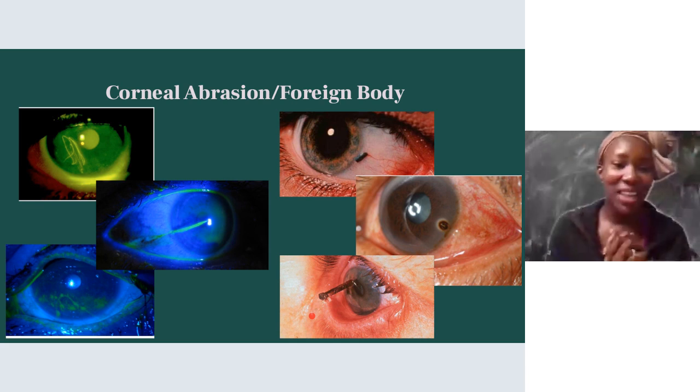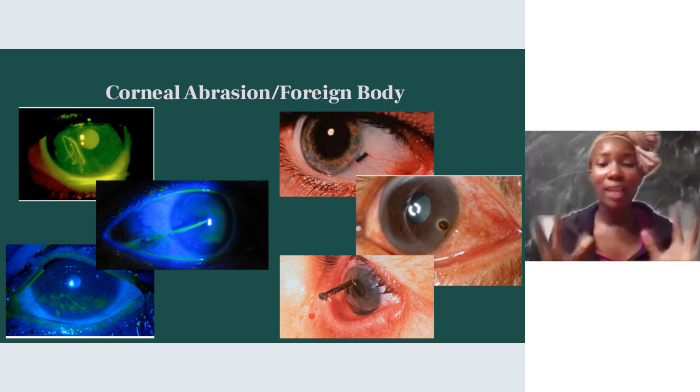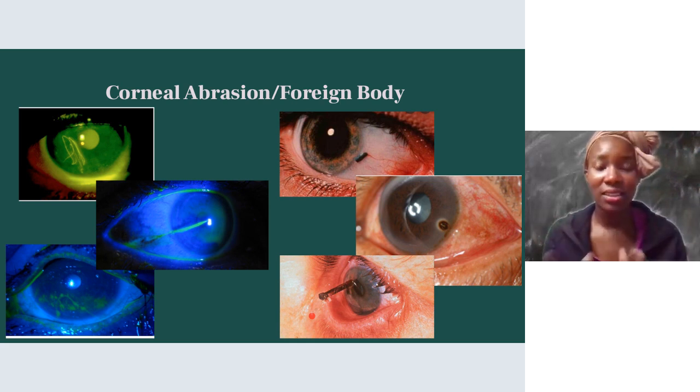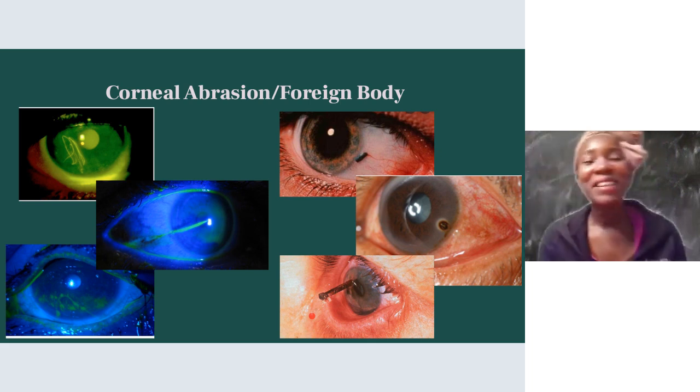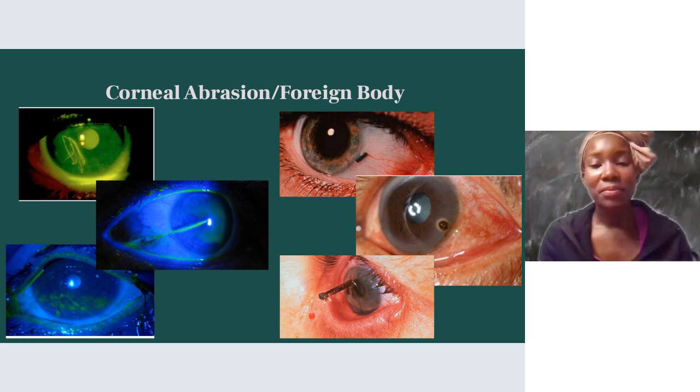Good job. Yes, rose bengal highlights dead and dying cells, whereas the corneal abrasion will highlight the disruption. Sorry, not the corneal abrasion. I'm sorry. This is what happens when you don't eat. The fluorescein will highlight the disruption and give you pooling in all the areas where it's no longer smooth. But rose bengal will highlight dead and dying cells. Great job.